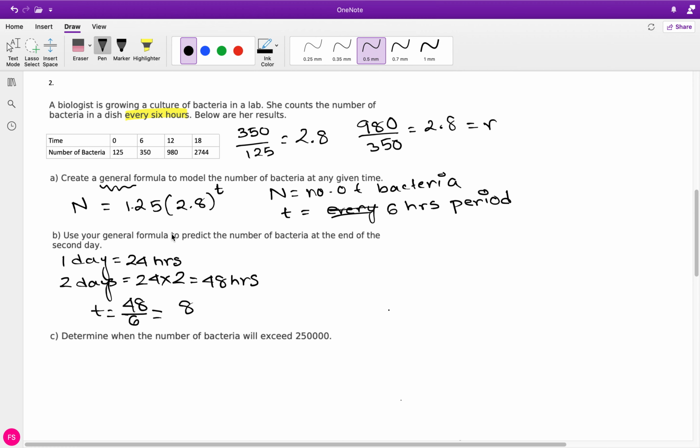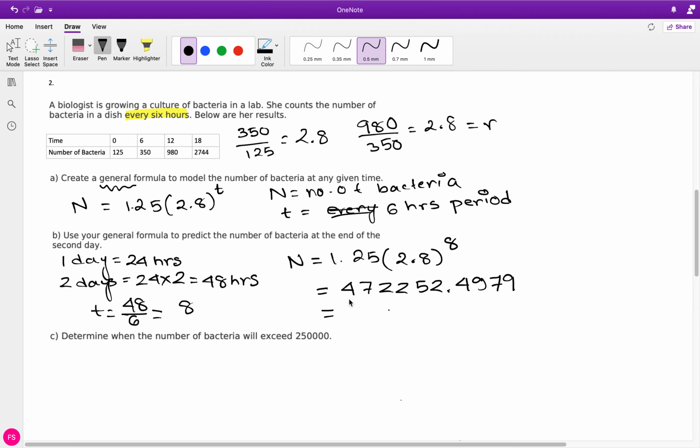Now we have to use this to find the number of bacteria at the end of the second day. I'm just going to use what I found in A. N equals 1.25 times the common ratio 2.8. Instead of t, I'm going to write 8. If you put it in the calculator, you will get something like 47252.4979. Okay, this is how to convert this to 3 significant figures.